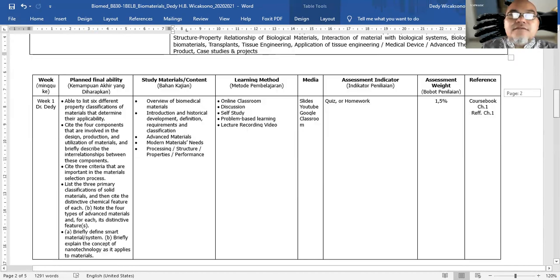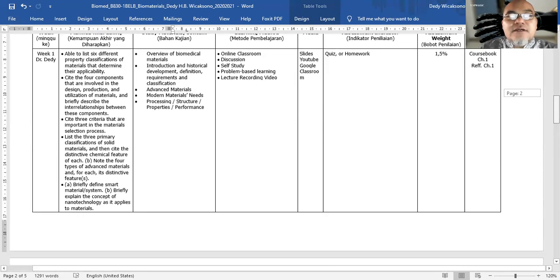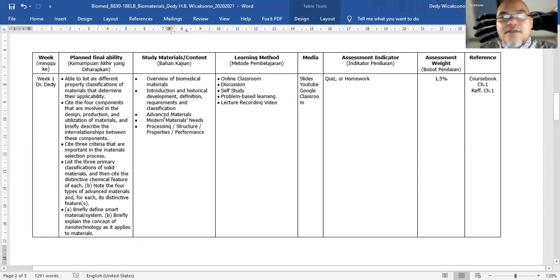So this first week, we will cover this overview of biomedical materials: introduction, historical development, definition, requirement, advanced material, introduction to advanced material, modern materials need, and the relationship between processing, structure, properties, and performance. These four keywords are important.